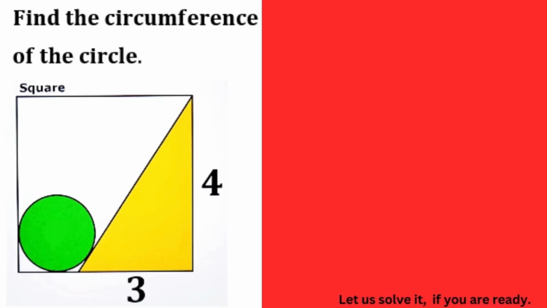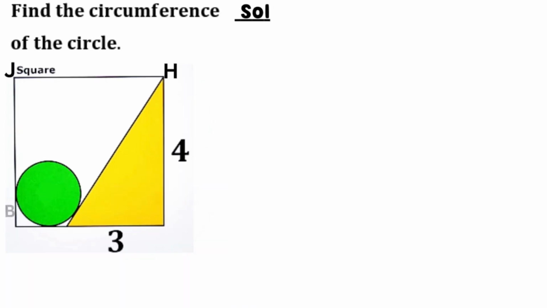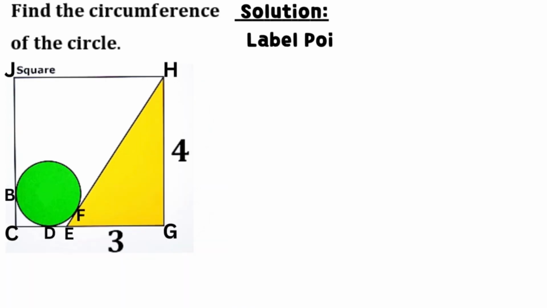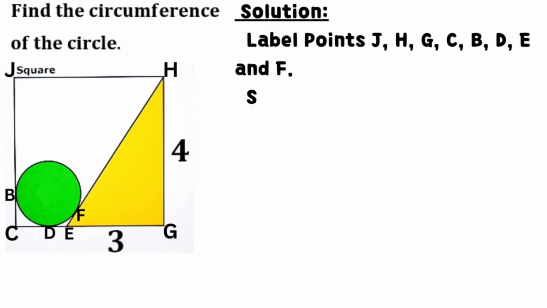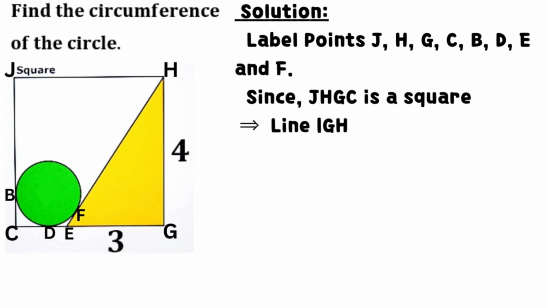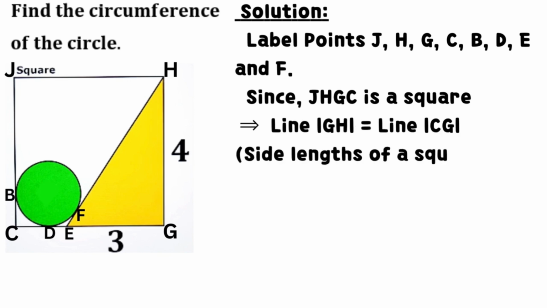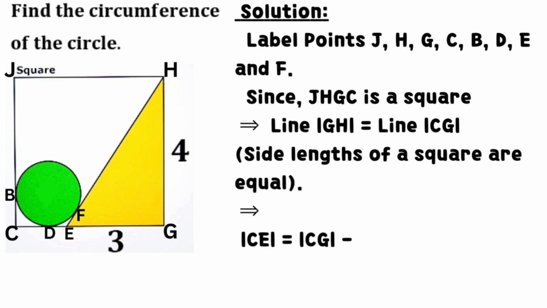Find the circumference of the inscribed green circle. Label points J, H, G, C, B, D, E, and F. Since JHGC is a square, this implies that line GH equals line CG. It is because the side lengths of a square are equal. It means that CE equals CG minus EG, which equals 1 unit.